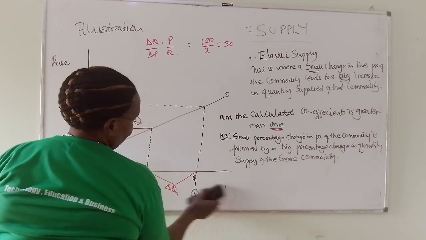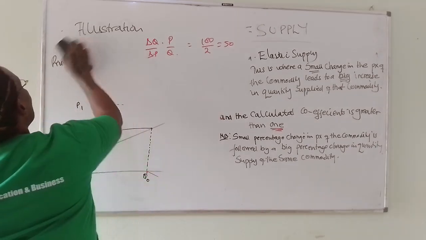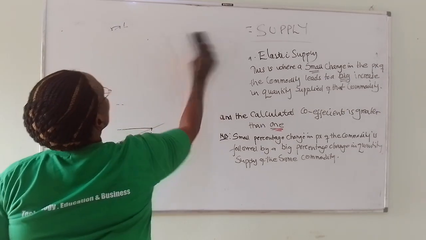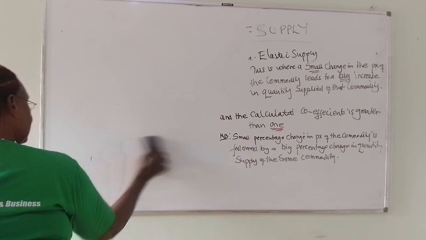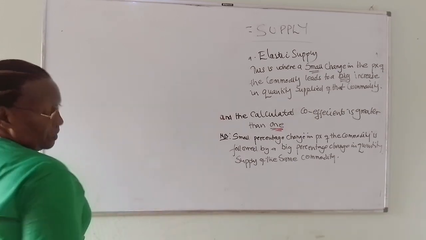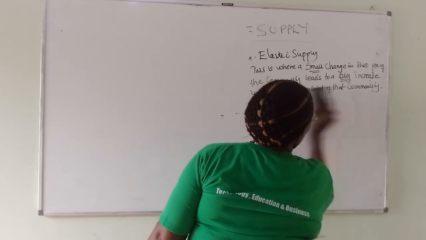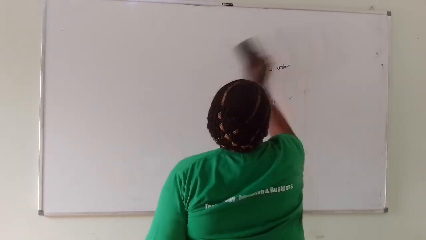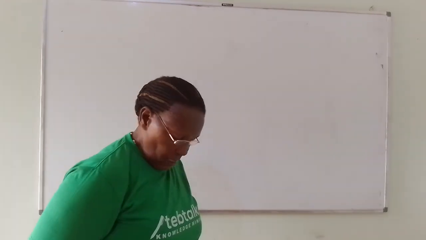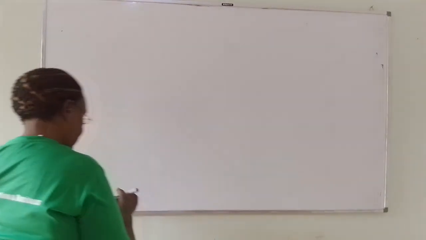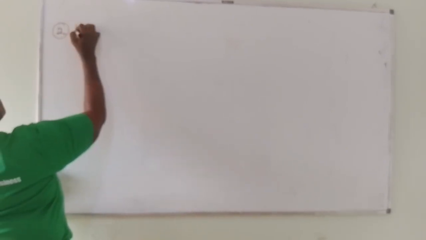So that is one category where supply is elastic, but we can also have a situation where supply is perfectly elastic. How do we define it and how do we illustrate it? Perfectly elastic supply is our category number 2.